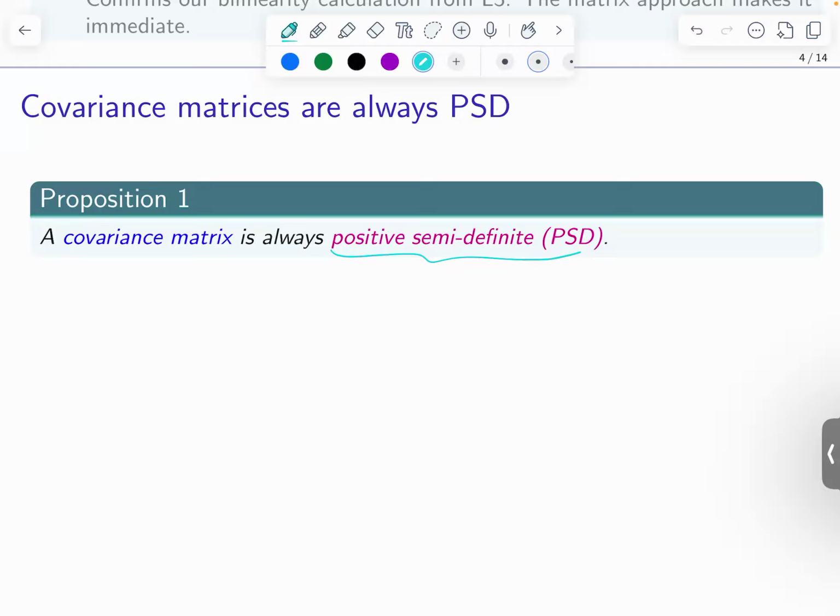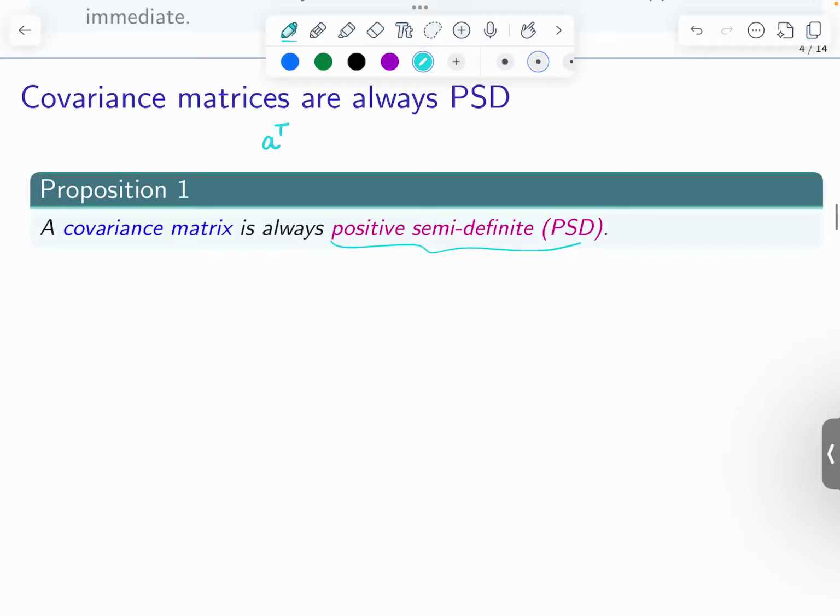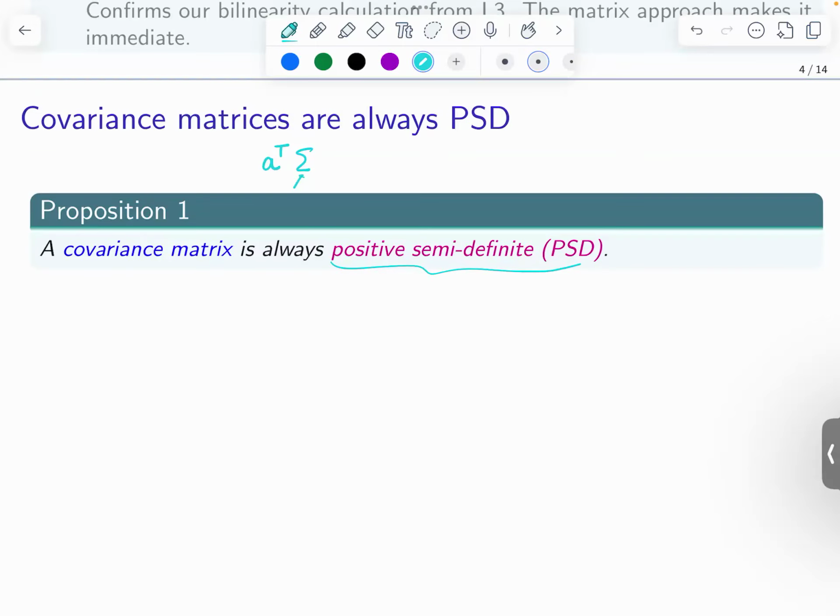The inner product of a vector A with the matrix times A is greater than or equal to 0. Let's say the matrix is sigma, the vector is A. Then A transpose sigma A is greater than or equal to 0. Right. So let's say sigma is our covariance matrix, n by n, and A is in Rn. It's a property of symmetric matrices, of which sigma is one. You form A transpose sigma A for a generic vector A, and this has to be non-negative for all A in Rn.